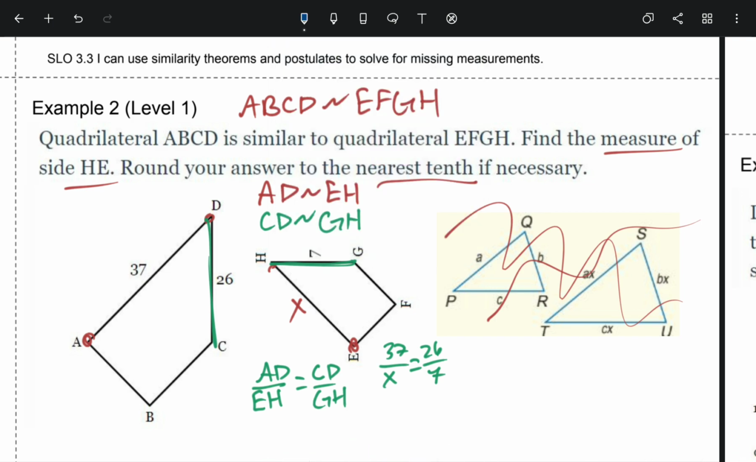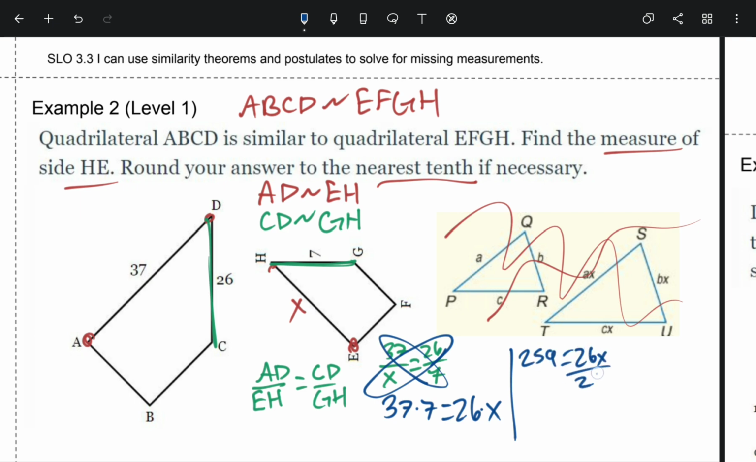Now, cross multiply to solve for X. So we get 37 times 7 equals 26 times X. 37 times 7 gives us 259 equals 26x. Divide both sides by 26. We get, it's about 9.95, which rounds off to 10 for x. And we are done with example 2.